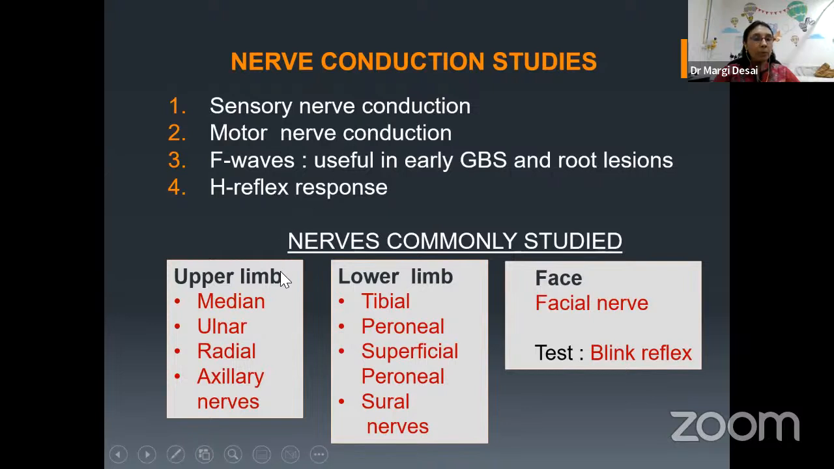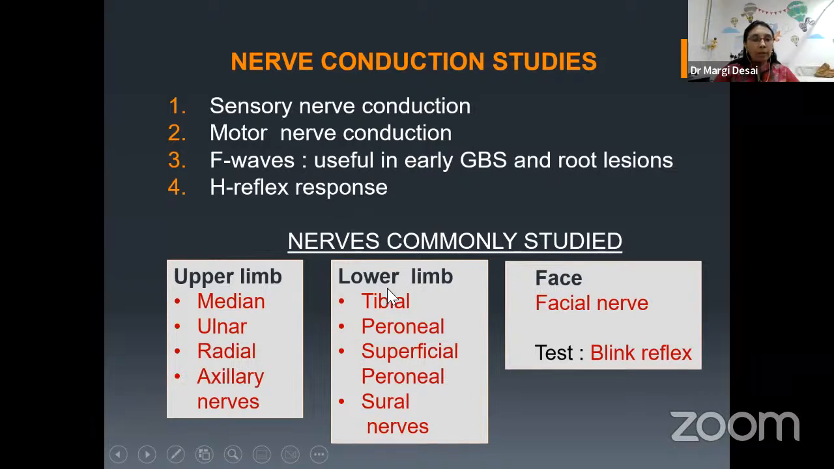So in the upper limb, motor conduction can be done in the median, ulnar, radial, and axillary nerve. And in certain special cases like brachial plexus palsy, we can also do it for the musculocutaneous nerve. In the lower limbs, motor conduction can be done in tibial and peroneal nerves, and sensory conduction can be performed on superficial peroneal and sural nerves.